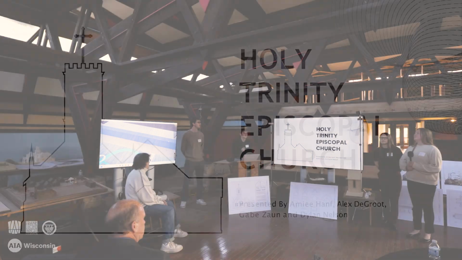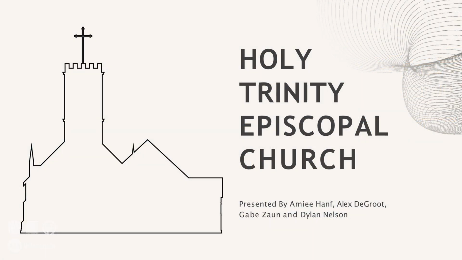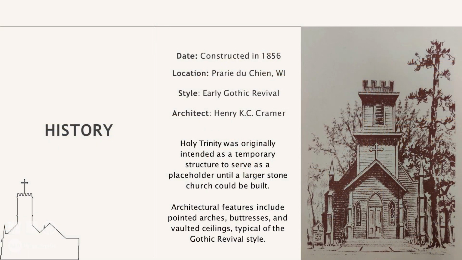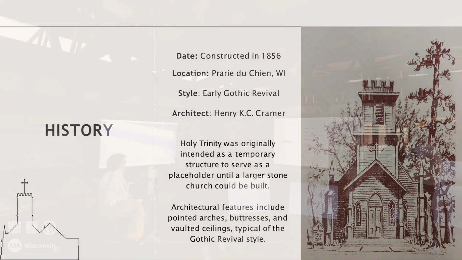Okay. All right, we're going to tell you about our process of documenting Holy Trinity Episcopal Church. So, a little bit of history first. Holy Trinity was constructed in 1856, and it was designed by Henry Casey Kramer. And it was also constructed in the early Gothic Revival style, sorta. The reason I say that is it was constructed in several different parts.